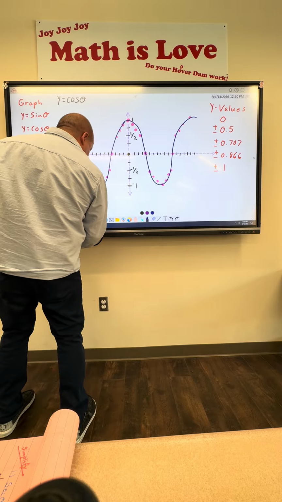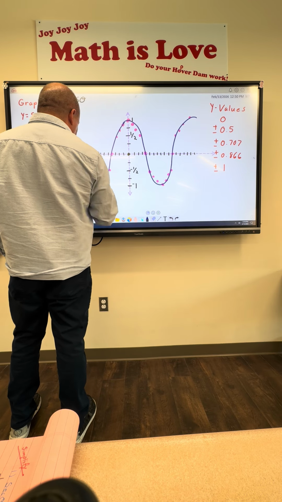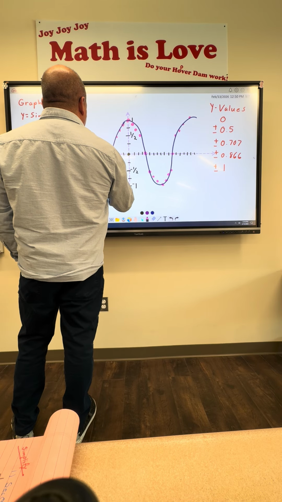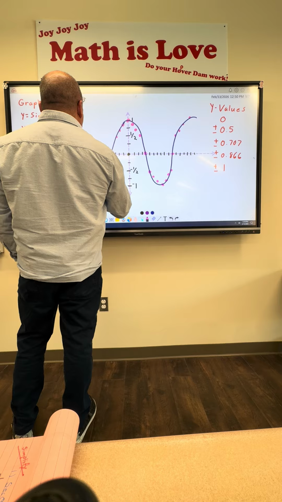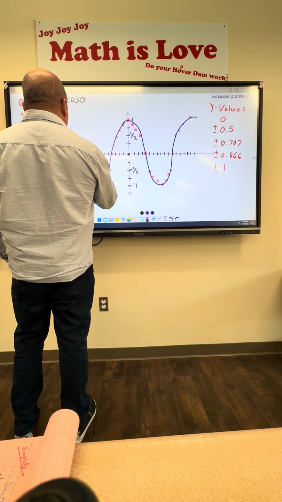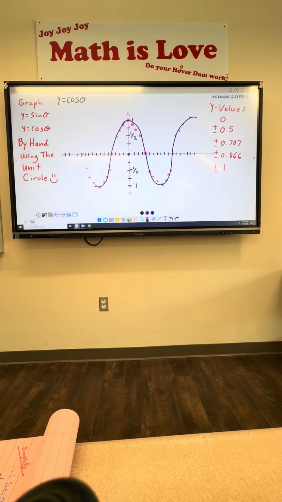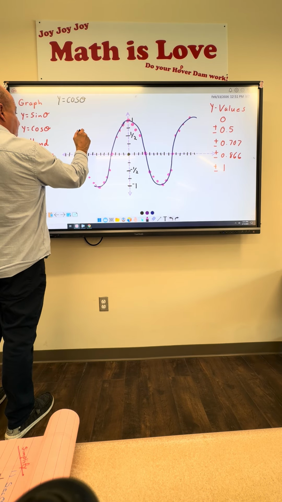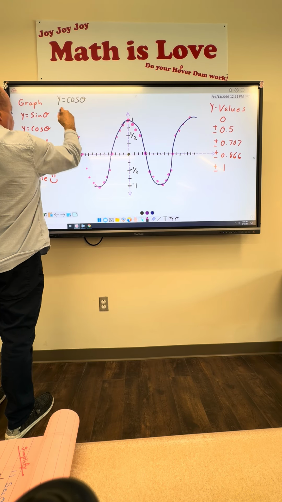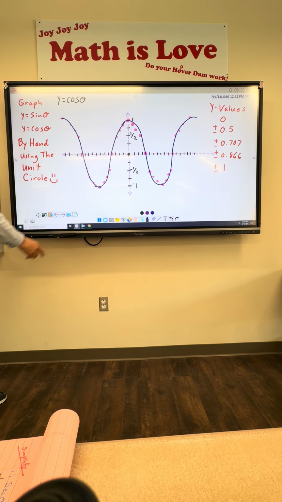I got off too far. Okay. 0.5, 0.707. Now back to 0.866. There, that's a little tighter. And then it'll continue again one more time. That'll finish off your curve. So your paper will look something like that.